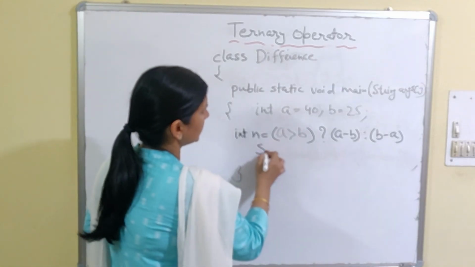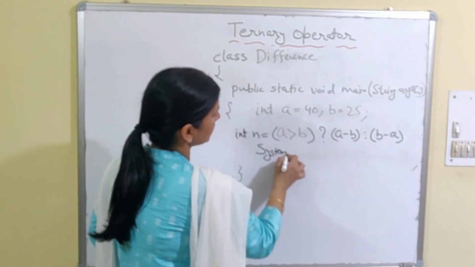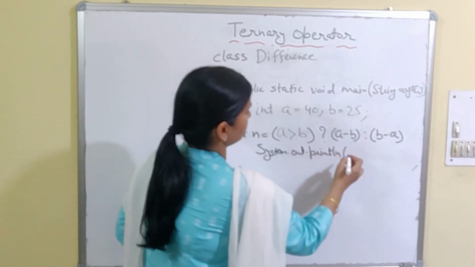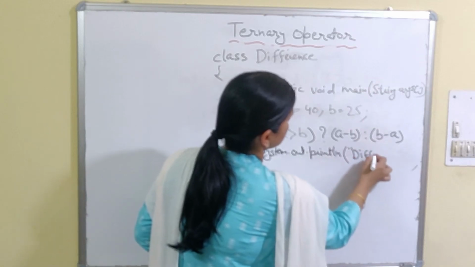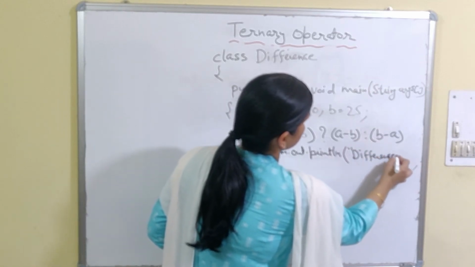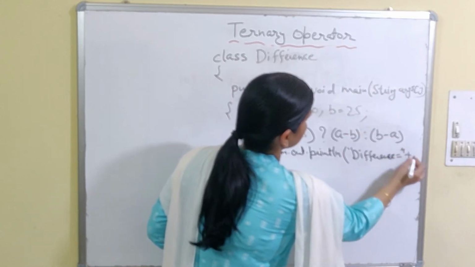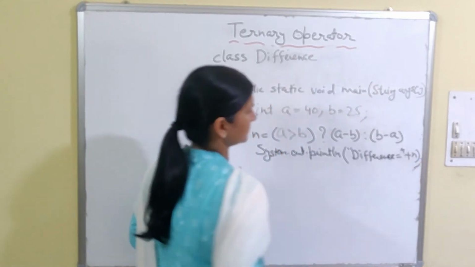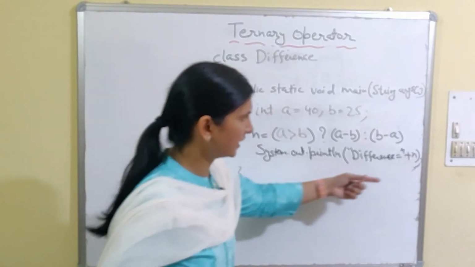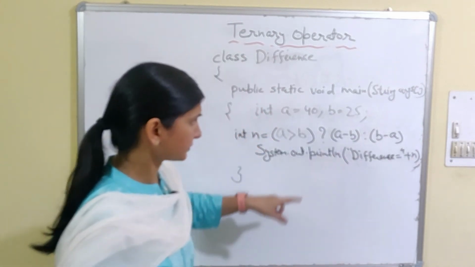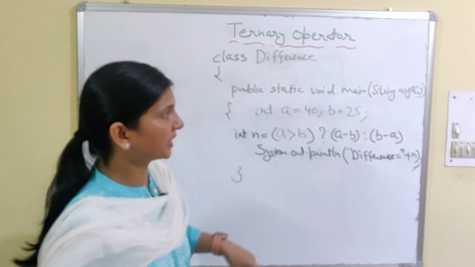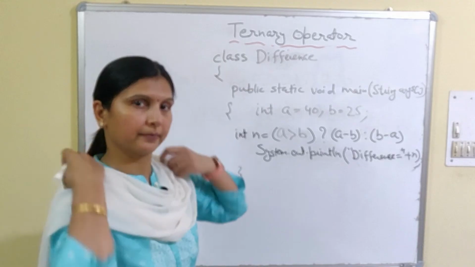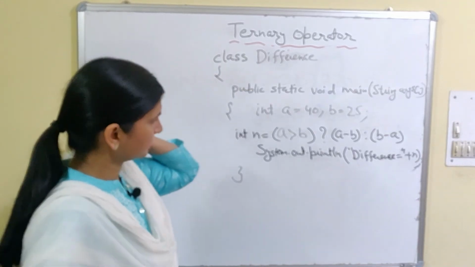Fine. And then System dot out dot println, difference equals, inverted comma close, difference is n. For D you can take any variable name here. Difference equals n. So in n, in this case, 15 will be assigned. So difference equals 15 will be the output when you run this program. I hope it is clear.